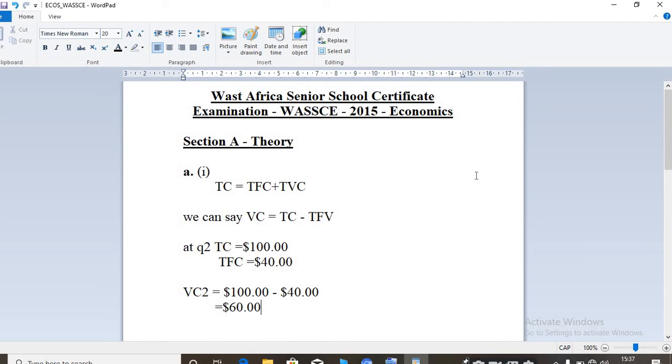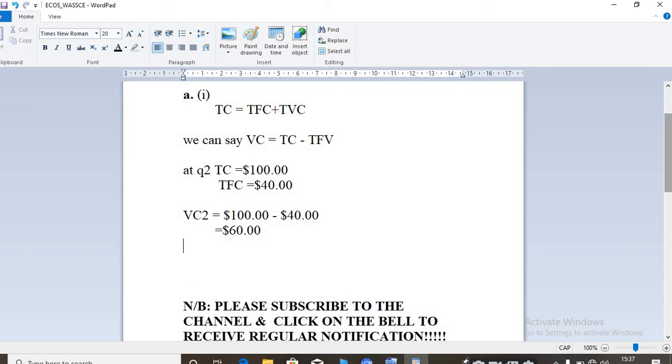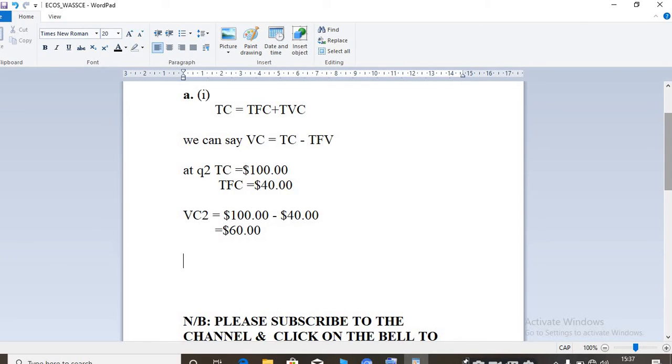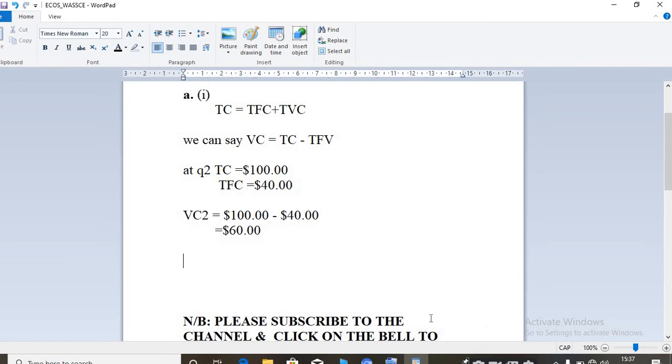So at Q2, the total variable cost is $60. Okay, so we are done with the I aspect of the question. No, we are not done, because we should do Q2, Q4, then Q6. Let's check if you are right. Yeah, Q2, Q4, and Q6. We are not done with the I. So let's go to Q4. Okay, so we are done with Q2.